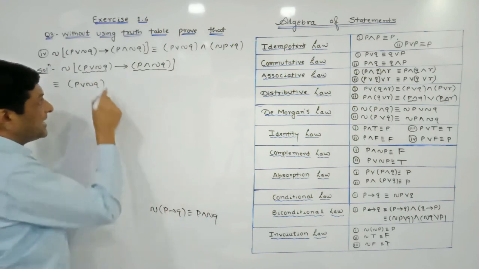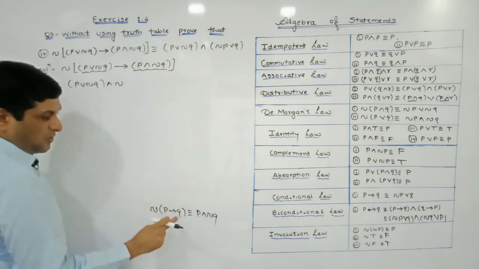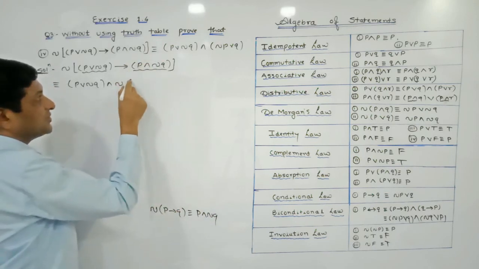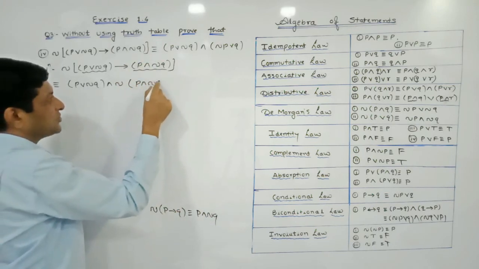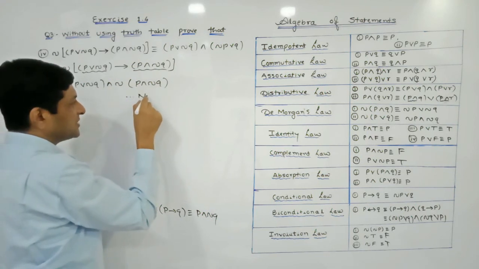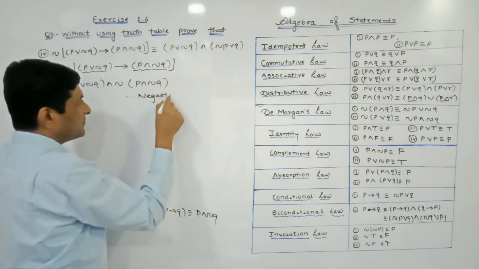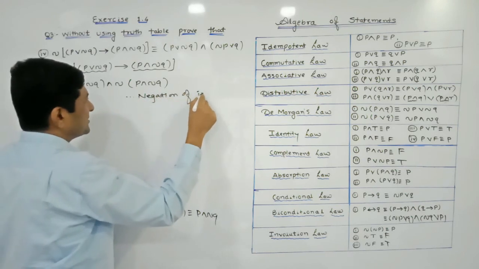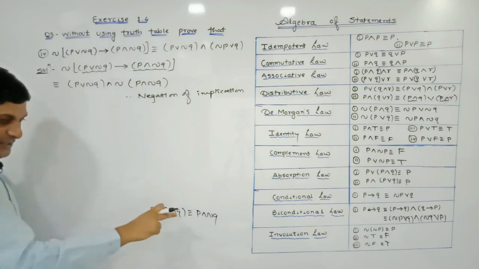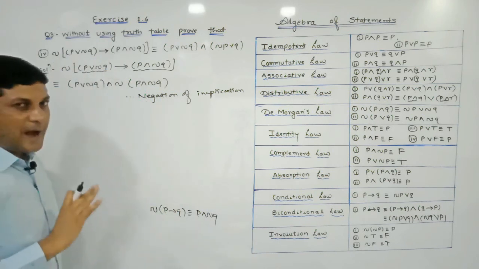Then AND, keep it as it is. Negation of what? Q. Negation of Q, where Q means the second part, so negation of P and negation Q. So here we are getting this result applying which important formula? Negation of implication, because here we have applied this negation on what? Implication. So this important result we have applied here.